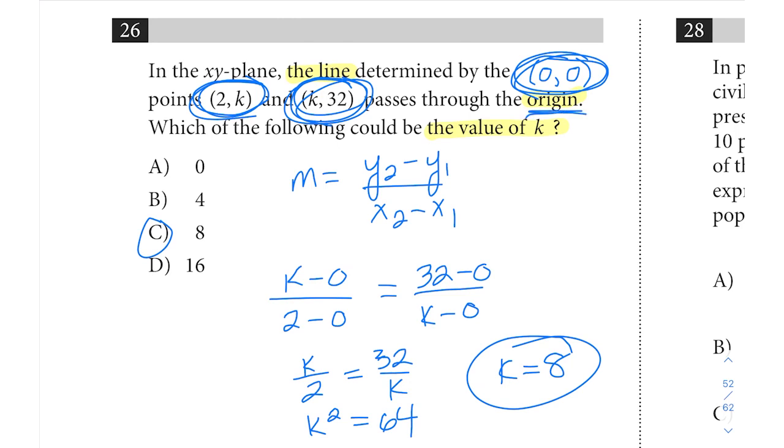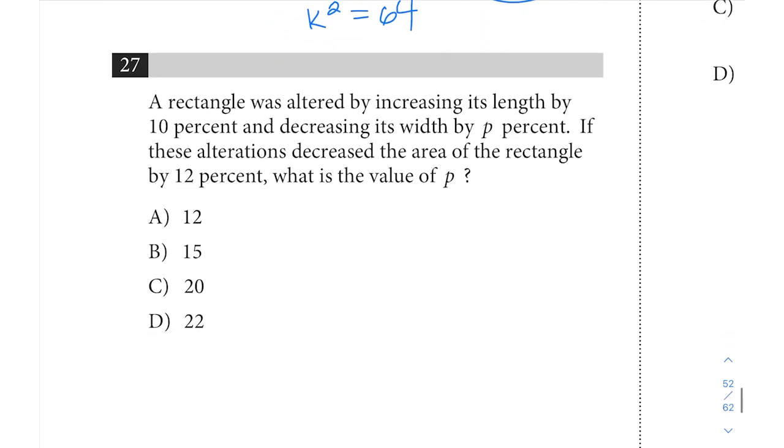So although that's a pretty difficult question if we're moving through quickly, especially late in the section, as long as we recognize that the origin gives us this coordinate of (0, 0), we can use this concept of collinear points to set the slopes of any 2 of those points equal to each other and get our result for k there. Now we'll take a look at 27.